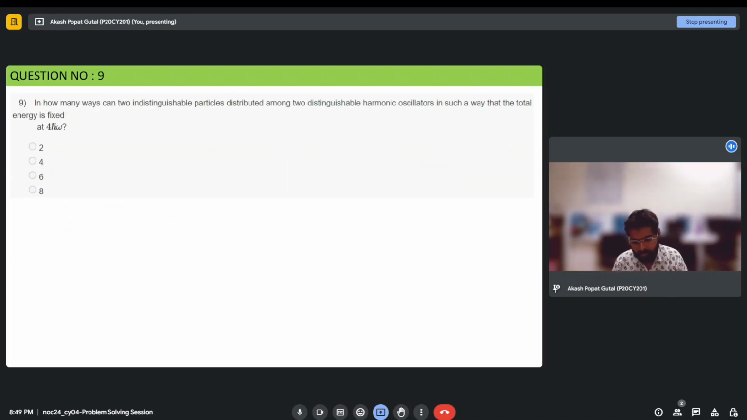Fine. So let's try to solve this problem. In how many ways can two indistinguishable particles be distributed among two distinguishable harmonic oscillators in such a way that the total energy is fixed at 4ħω?